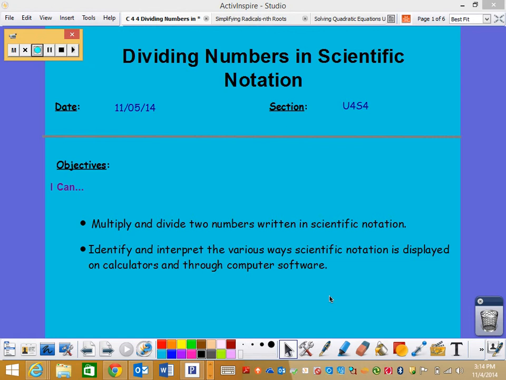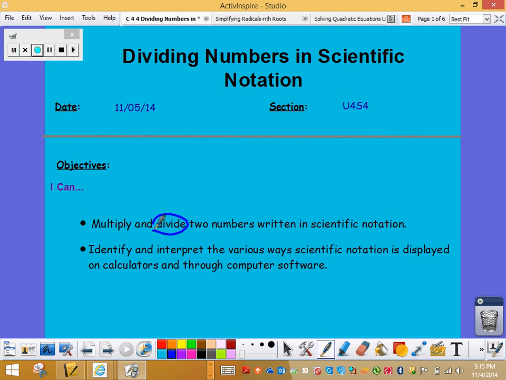So yesterday we quizzed. On Monday, we multiplied numbers in scientific notation, and most of you thought that that was pretty easy. So we have the same objectives today, and today we're actually going to be focusing on this word divide, two numbers written in scientific notation.